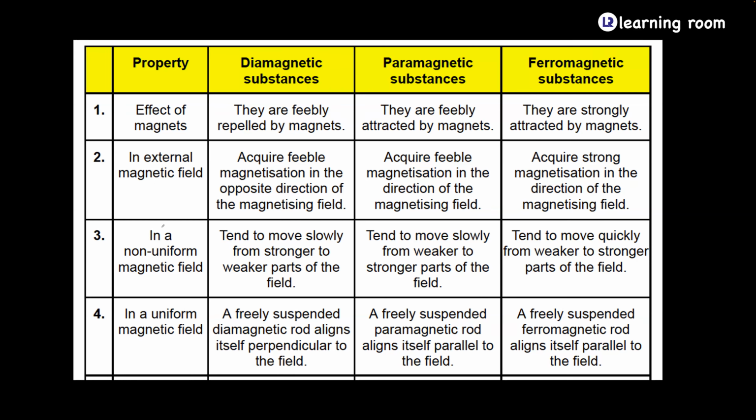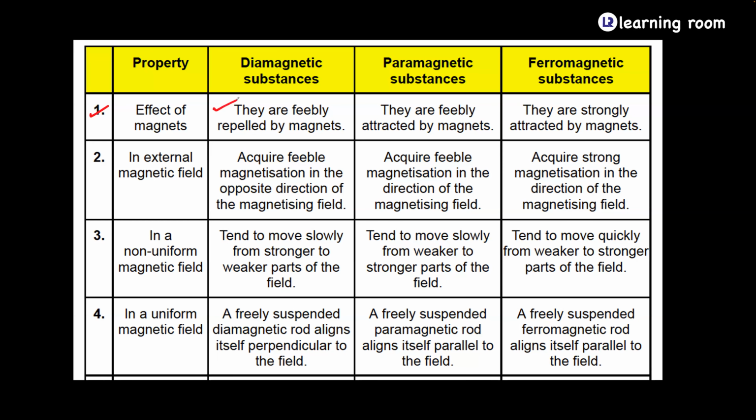So the first question is effect of magnets. When you take a diamagnetic substance and place it in the presence of an external magnet, how will it respond? It will repel. But is it going to repel faster or slowly? So there is a feeble repulsion. So can I say that they are feebly repelled by the magnets?